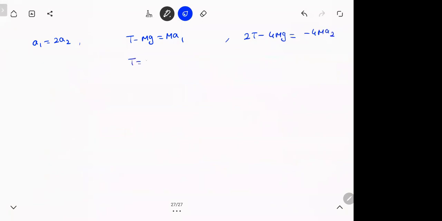So how to get this thing? This is Ng plus Ma1. Take this and dump it here. Now take this and dump it here.